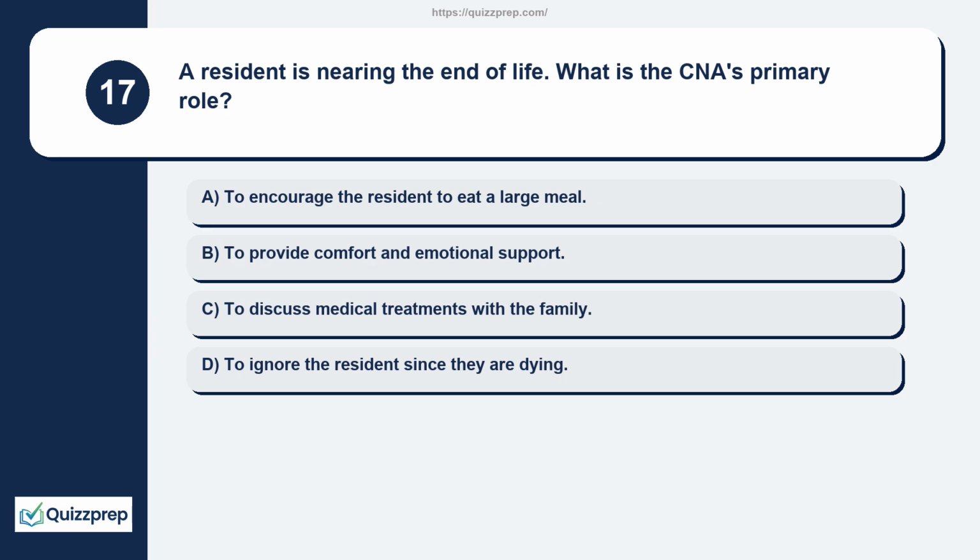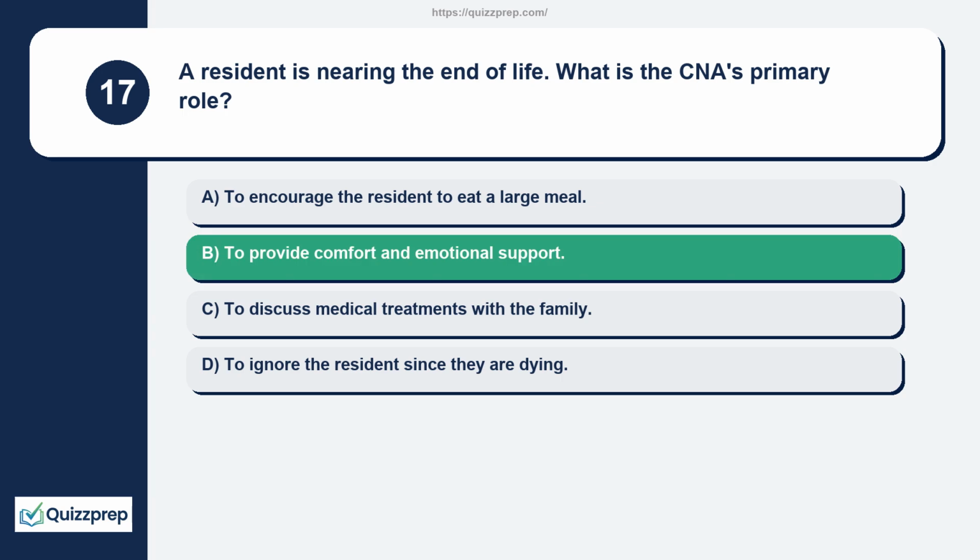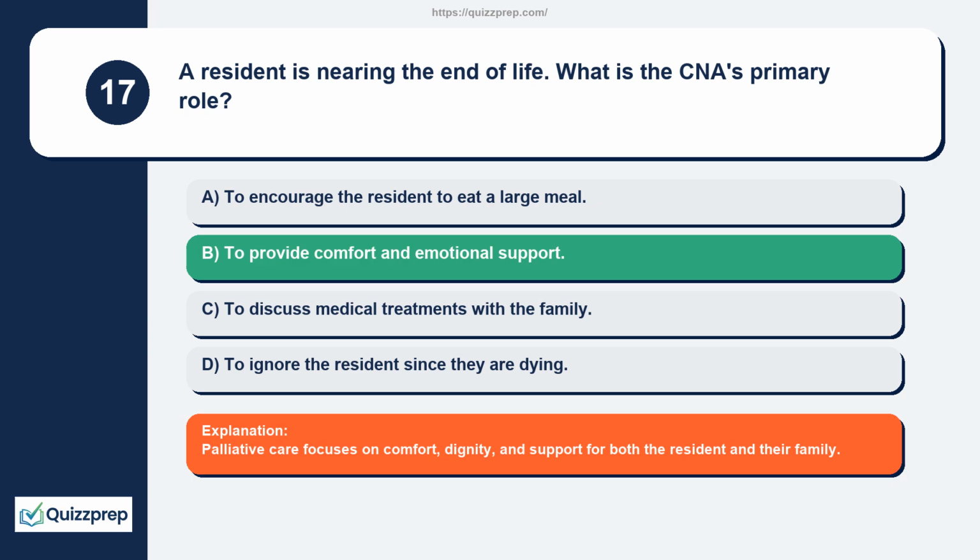Question 17. A resident is nearing the end of life. What is the CNA's primary role? To encourage the resident to eat a large meal, to provide comfort and emotional support, to discuss medical treatments with the family, to ignore the resident since they are dying. Palliative care focuses on comfort, dignity, and support for both the resident and their family.